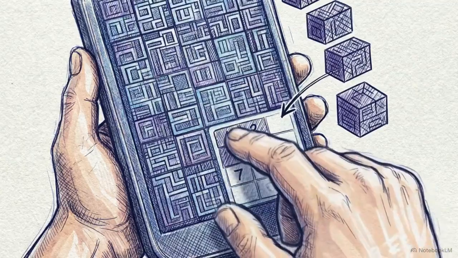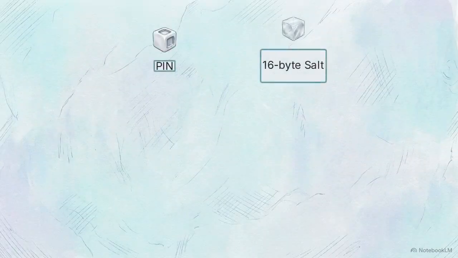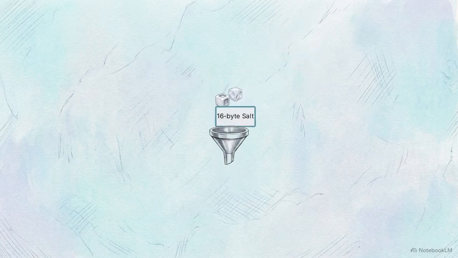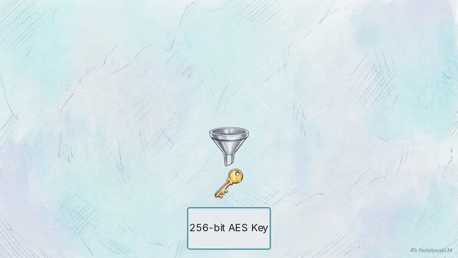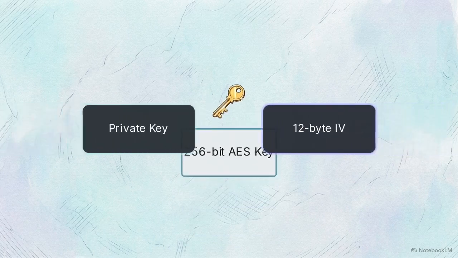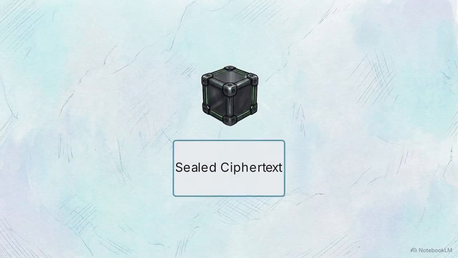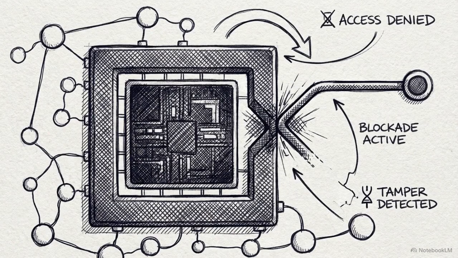Storing it persistently in a browser requires a robust encryption pipeline. To lock the wallet down, a custom PIN is combined with a 16-byte random salt. This combination passes through 100,000 PBKDF2 hashing iterations. This computational weight yields a secure 256-bit AES key, locking a private key and 12-byte IV into a sealed ciphertext block. The private key is then encrypted using AES 256 GCM. The Galois counter mode is critical here, as it provides built-in tamper detection to guarantee the integrity of the ciphertext.